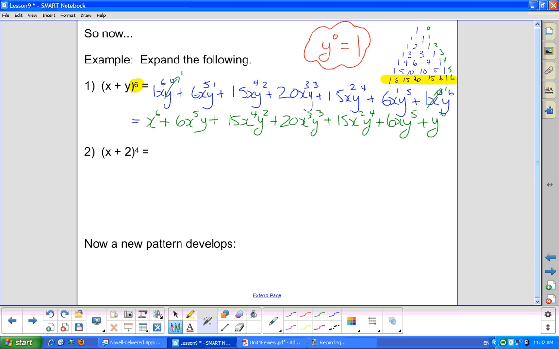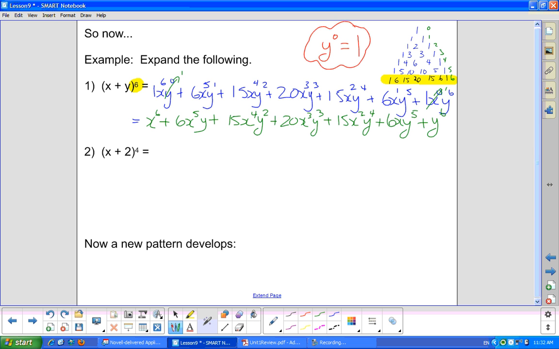y to the 0 is just 1, y to the 6th. So you just took x plus y times x plus y, 6 times, and you expanded it out in 2 steps. And really the second step is just cleaning up. It's really that first step, that expansion. You're done. That's all there is to it.